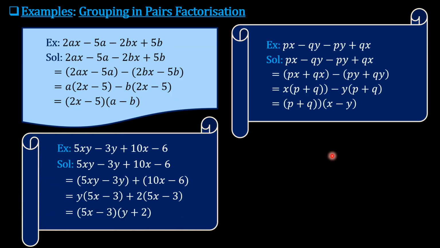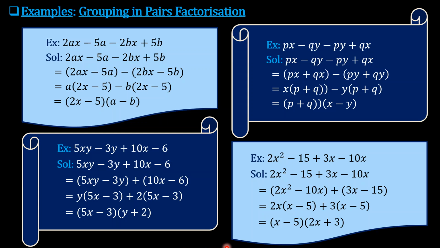This is another example, 5xy minus 3y plus 10x minus 6. 5xy minus 3y is in a group and 10x minus 6. Then y is the common factor here, 2 is the common factor here, and 5x minus 3 is the common factor here. So ultimately we reach this point where there are two factors in two brackets, they are multiplied like this.